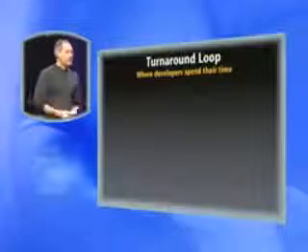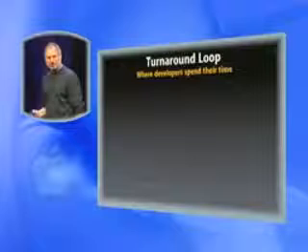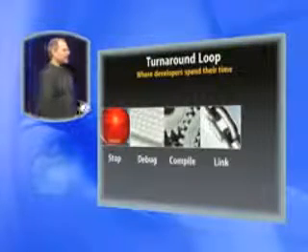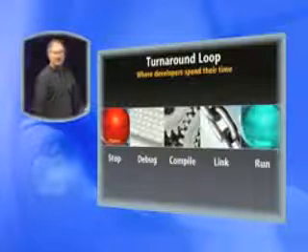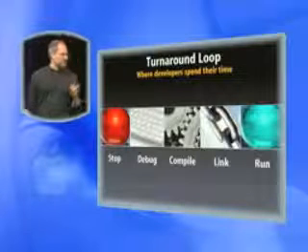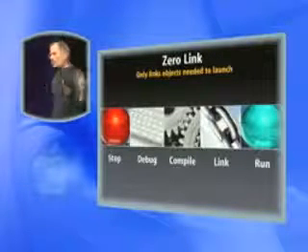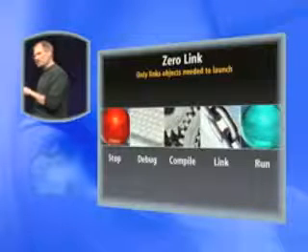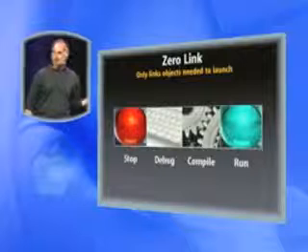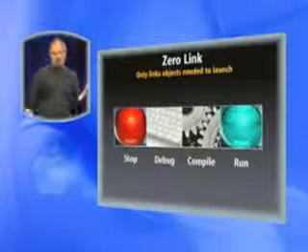So, that's fast compiles. Now we want to address turnaround, because we've got fast turnaround. The turnaround loop, of course, is where most developers spend most of their time. They've got to stop their app, they've got to debug it, they've got to recompile it, relink it, and start it up again, right? This is the classic turnaround loop. Well, we've got some cool new technologies. First one built into Xcode, zero link. We've removed the need to link. We only link objects you need to launch. And so it takes linking completely out of the equation. Boom, gone. Link time, over. Zero. Zero link.